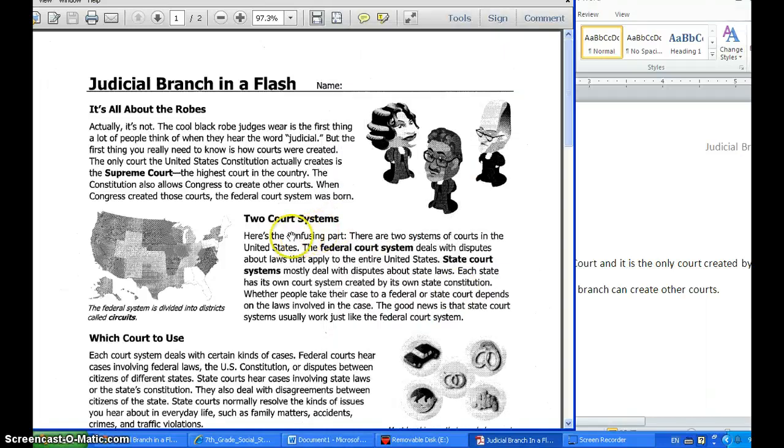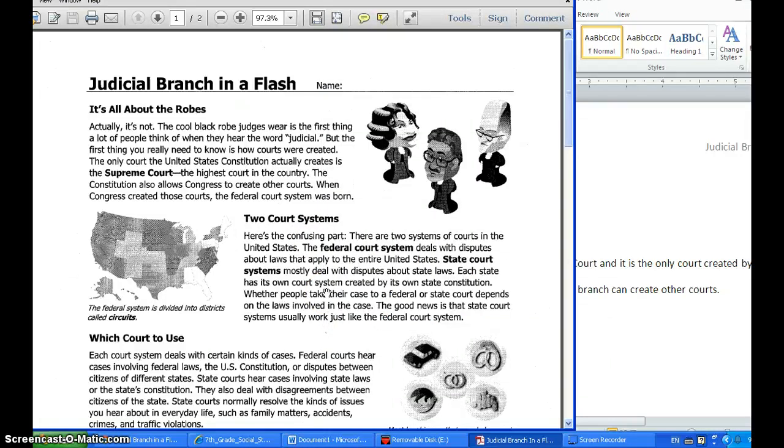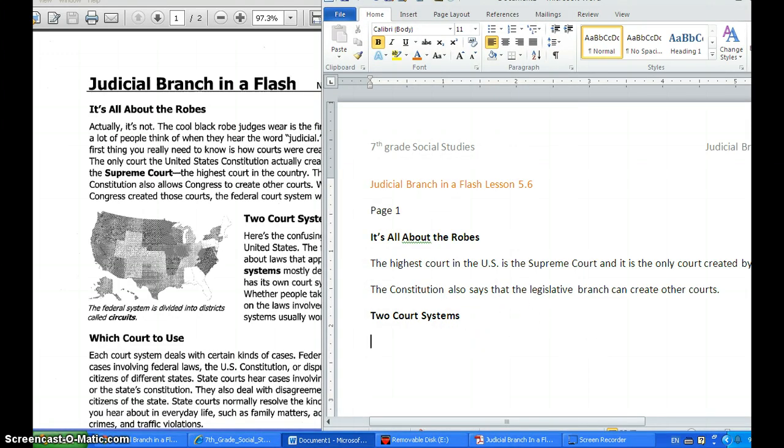The next one is 2 Court Systems, so I already wrote that. Please pause and take a moment to read this little paragraph here. The first thing that I'm going to note is the 2 court systems are the federal court system and the state court system. So I'm going to write those down on my paper.